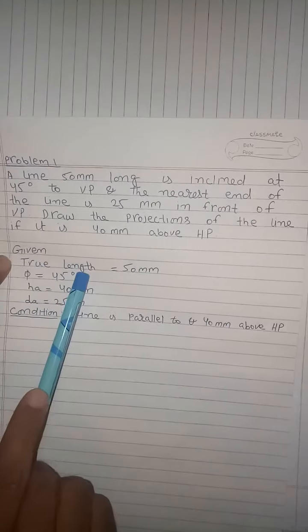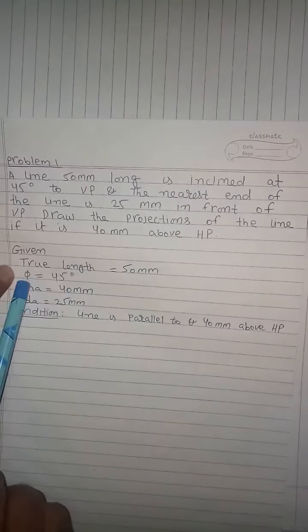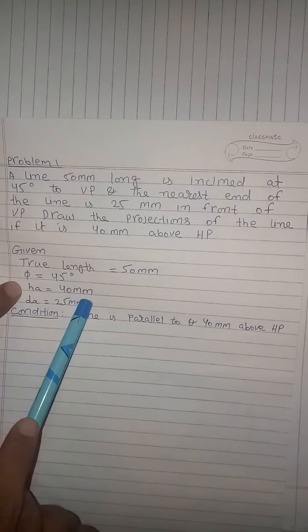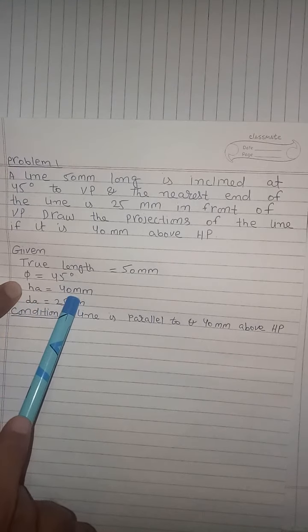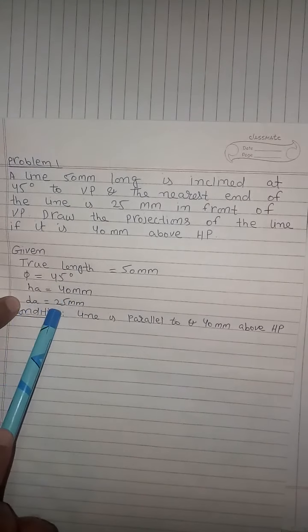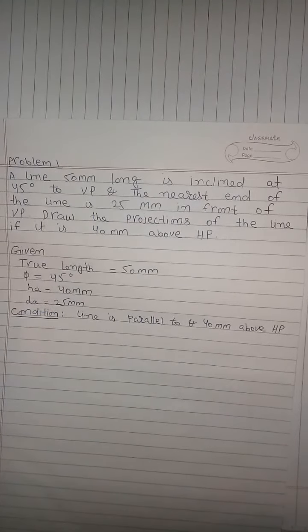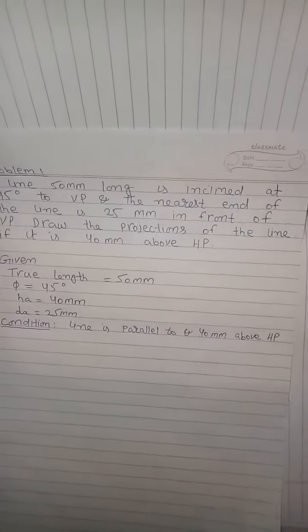So the given data is: the true length of the line is 50 mm, it is inclined at 45 degrees to the vertical plane, it is 40 mm above the horizontal plane, and the nearest end distance is 25 mm from the vertical plane. Let me first check how this line will be. Let this be our vertical plane and this our horizontal plane. The question says the line is parallel to the horizontal plane and inclined to the vertical plane.